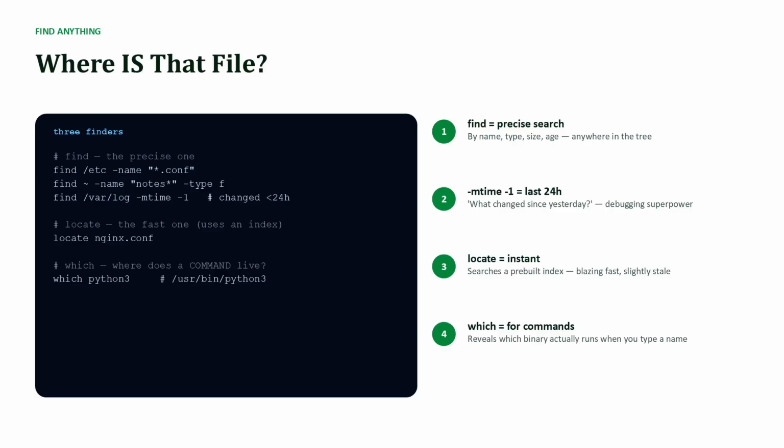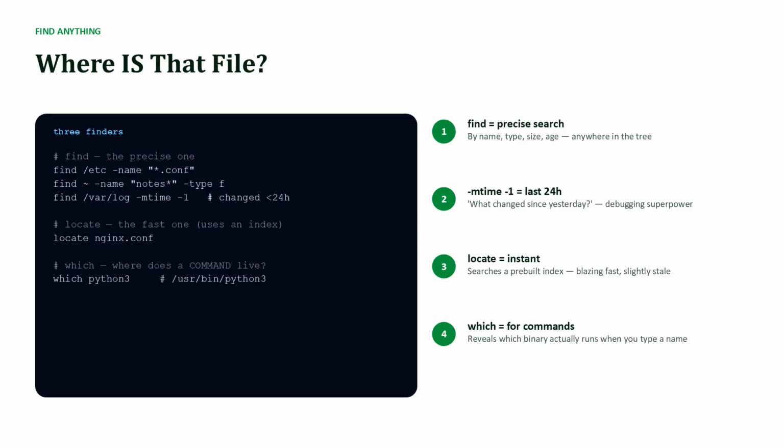Last skill, finding things in a tree with millions of files. The find command is the precise tool. find /etc -name "*.conf" lists every config file under /etc. You can filter by type, size, and, my favorite, by age. -mtime -1 means changed in the last 24 hours, which answers the eternal debugging question: what changed since yesterday?